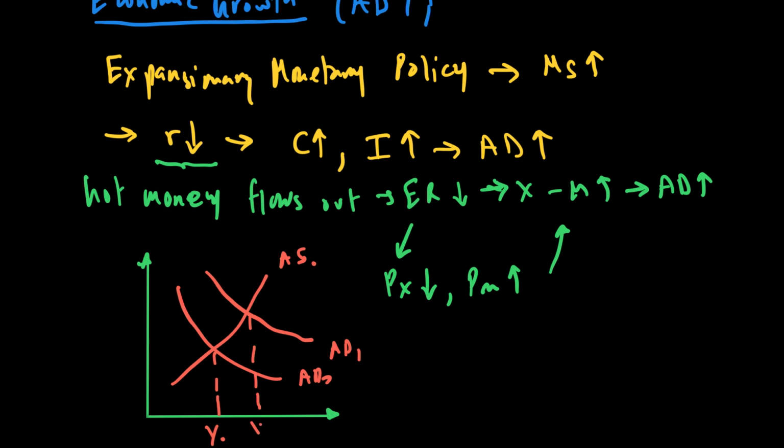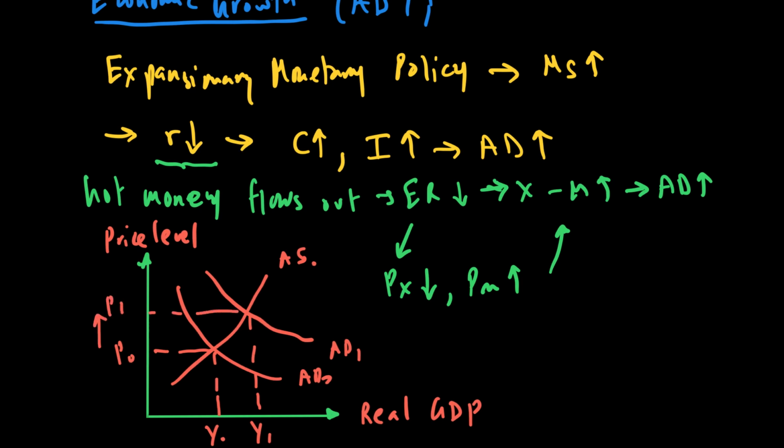So GDP goes up. I have real GDP here on my x-axis and my price level here. Of course there will be inflation, but we are trying to achieve what we call actual economic growth and not worrying about inflation. So AD goes up, GDP goes up, and we achieve what we call our actual economic growth.